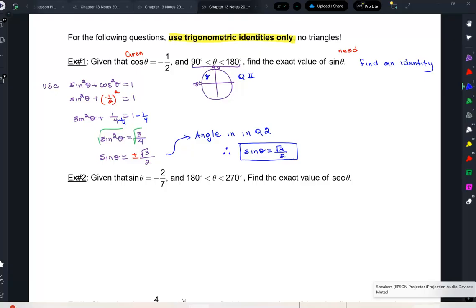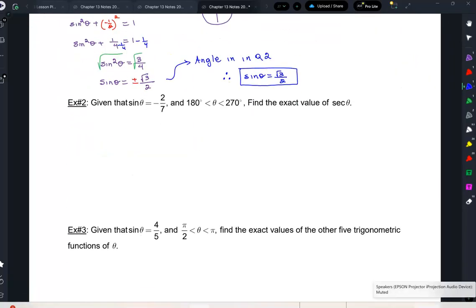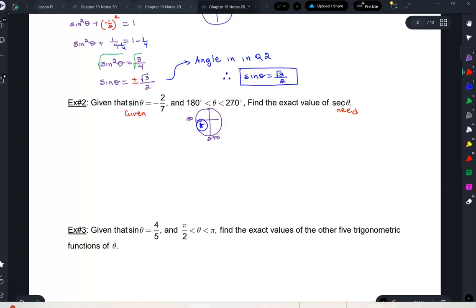Okay? All right. So given that sine is this, find secant. So first of all, we are now in between 180 and 270 here. Okay, my given and what I need. So let's find an identity that relates sine to secant. Tell me if there is one. The first one?